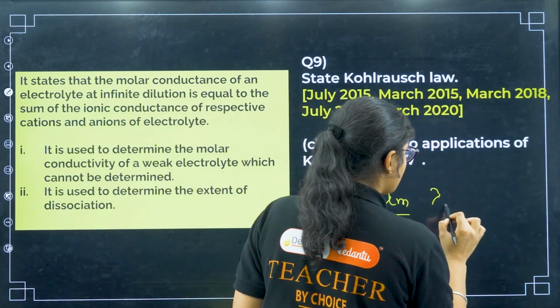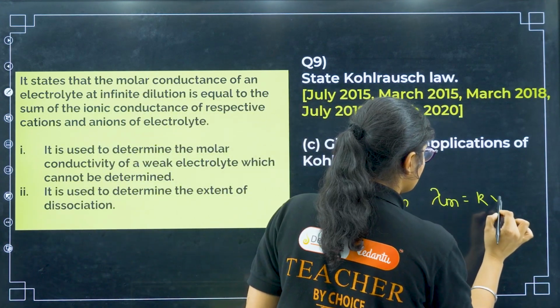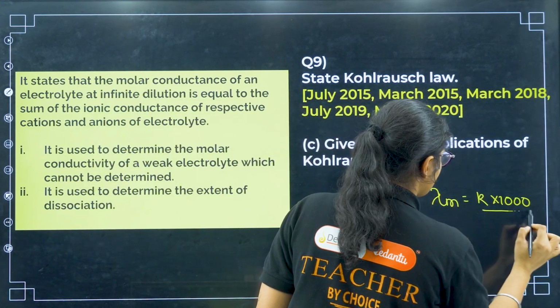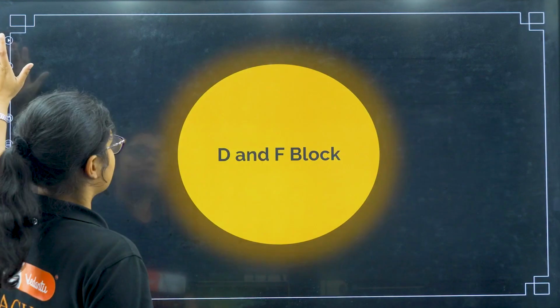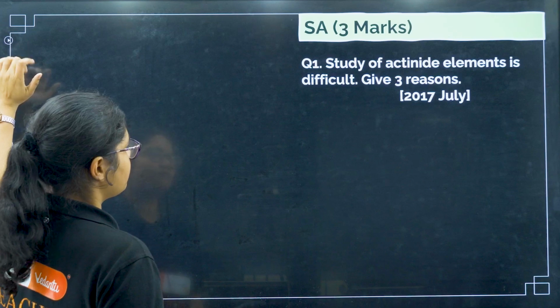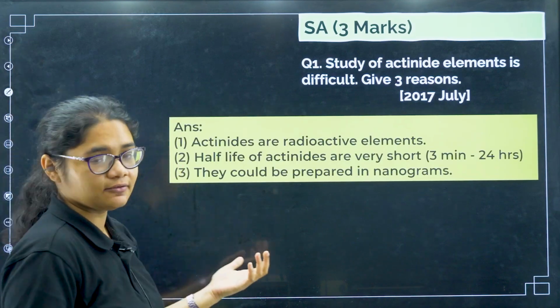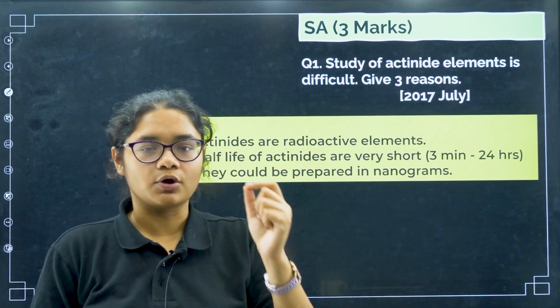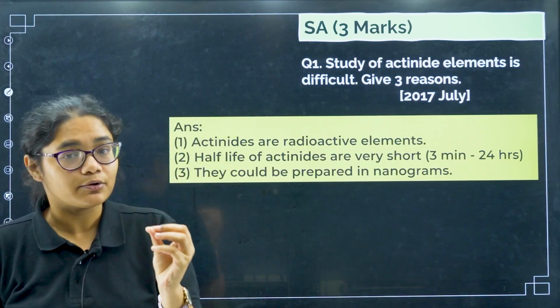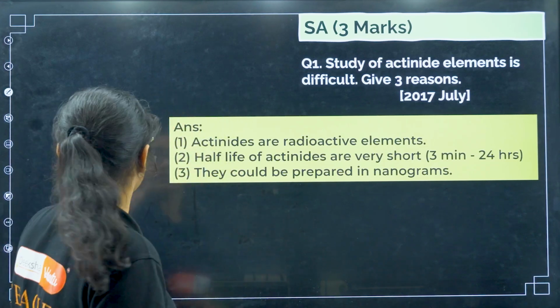What's the formula of molar conductivity? Kappa into 1000 by C. So these are some formulas you should be knowing. Next we'll go to D and F block. Study of actinoids is very difficult. Why? Because actinoids have very short half-lives, they are produced in nanograms, and they are highly radioactive.